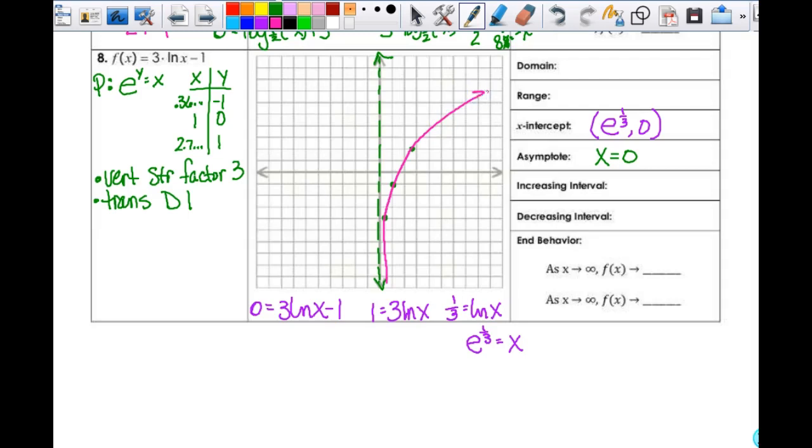Now I could take maybe a wild guess at what it might be. Somewhere between 1 and 2. Would you agree with that? Then my domain goes from 0 to infinity. Range is still negative infinity to infinity. And increasing from 0 to infinity, not decreasing at all. As x approaches infinity, f of x approaches infinity. And as x approaches negative infinity, or really 0, it's approaching negative infinity.